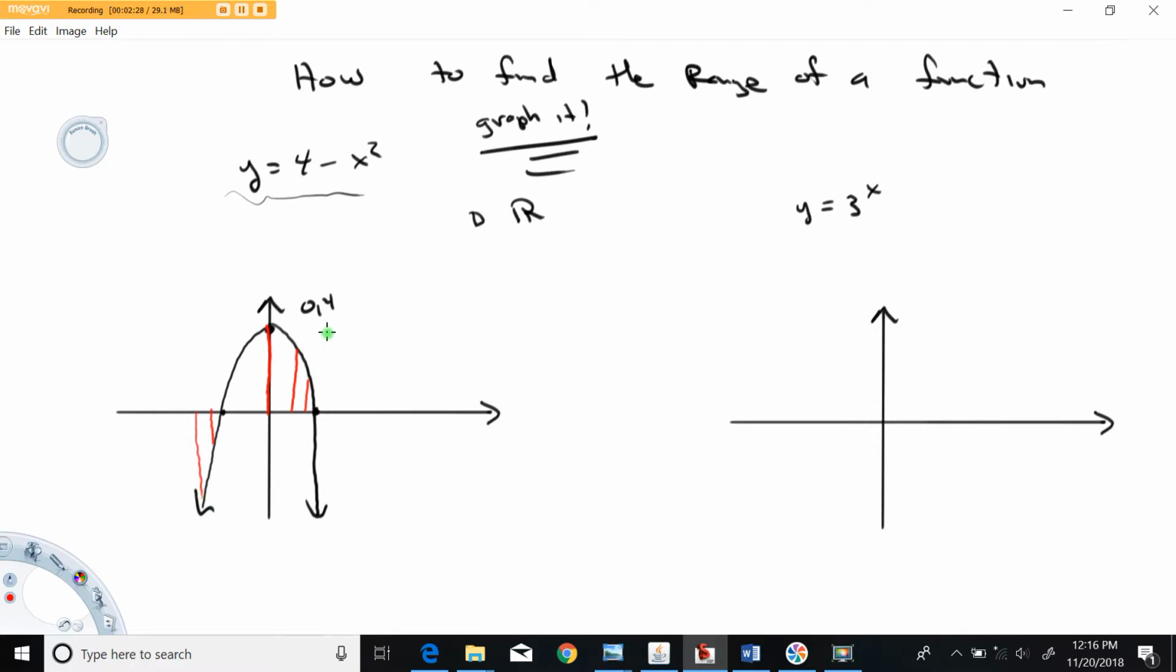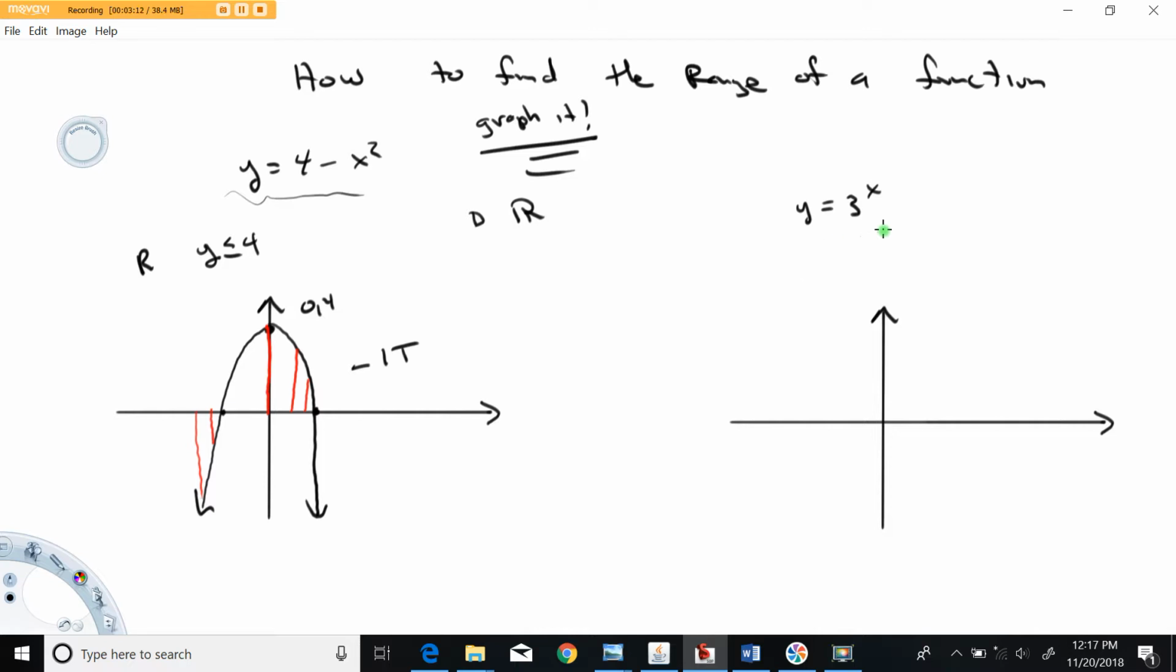When you look up here, though, there's no part of this graph where y is equal to 5 or 6 or 7. The largest that y can be is 4. All values of y are less than or equal to 4. Like y could be 3, 2, 1, -1, -10, -100, -1 trillion. No matter what value you choose, like -1 trillion, it's there somewhere, way down here. So the range of this function is all values of y less than or equal to 4. So the domain was all real numbers, and the range is y less than or equal to 4.